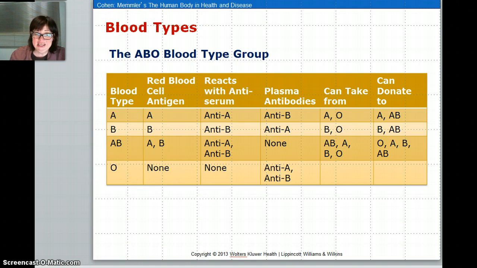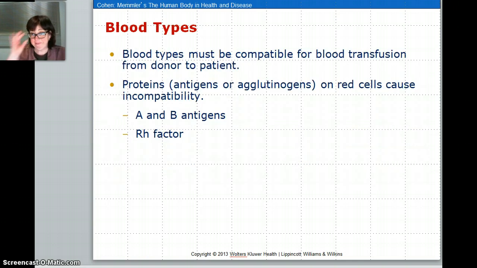Now the same thing applies to compatibility with the Rh factor. Rh negative means you do not have an antigen, and Rh positive means you have an antigen. So the true universal donor is Rh negative and O blood type.